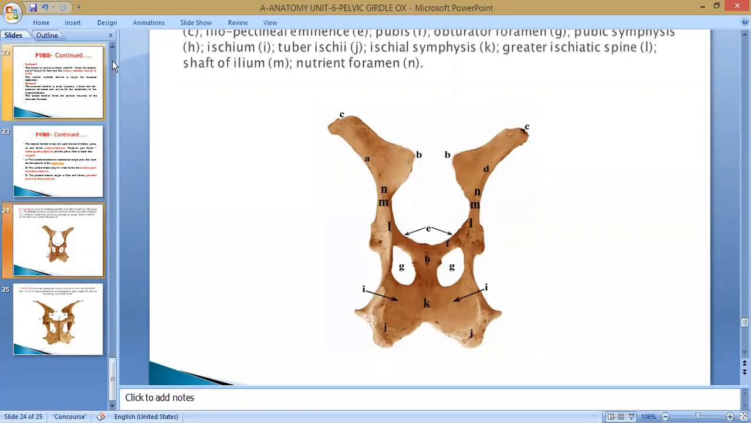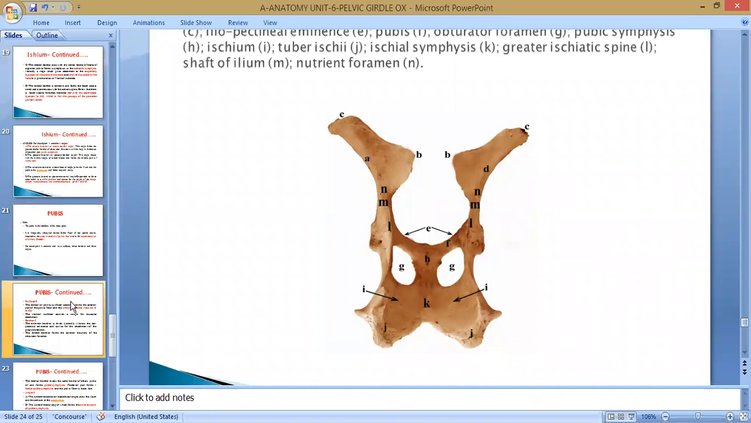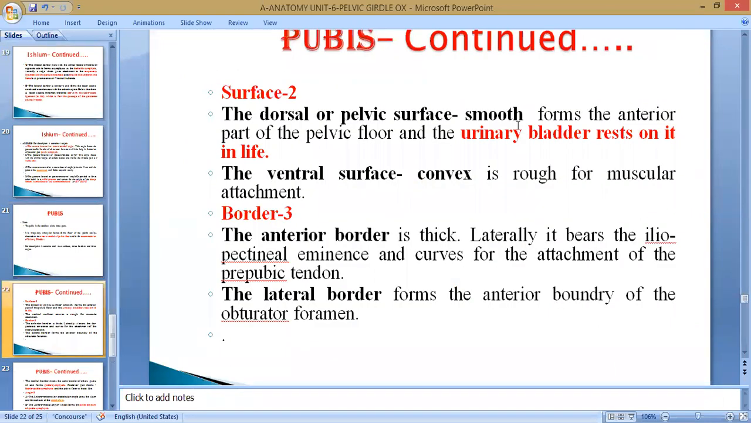So we see here the dorsal surface, also known as the pelvic surface, which forms the anterior part of the pelvic floor and is for the accommodation of the urinary bladder in all species, and also in human beings. When the urinary bladder fills up with urine, the branch of the pudendal nerve provides sensation through the afferent nerve to the brain, and the animal wants to micturate. The ventral surface is convex and rough for the attachment of the muscular part.